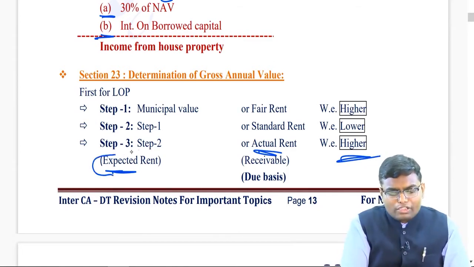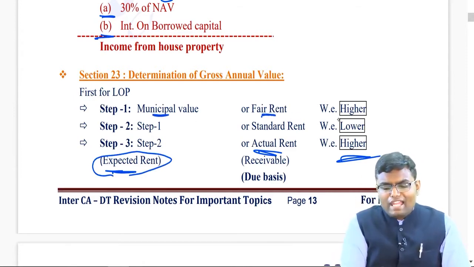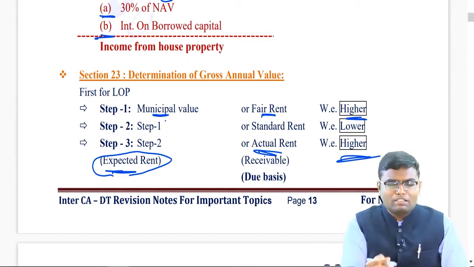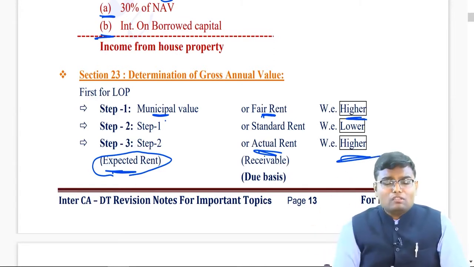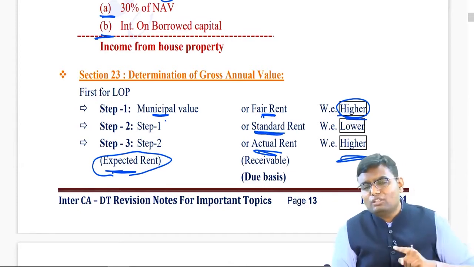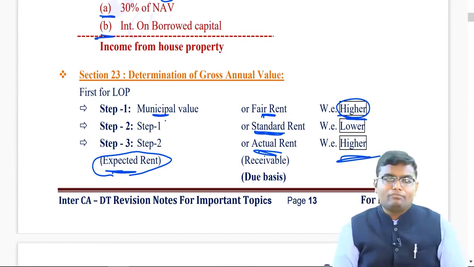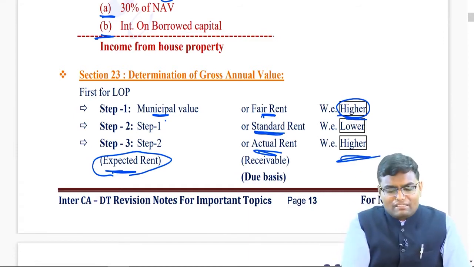Question arises, sir, how to determine expected rent? There are three steps. Step number 1, municipal value or fair rent, whichever is higher. Municipal value is the rent which is decided by the state government for collecting municipal tax. Fair rent is the market rent which is ongoing in your surrounding, whichever is higher. Step 2 says whatever answer you have determined from step number 1 or standard rent. What is standard rent? It is the maximum rent that an owner can legally collect from the tenant as per the Rent Control Act. So step 1 or standard rent, whichever is lower, because you can't collect rent more than standard rent. That's why whichever is lower. So the balance which will be coming is called expected rent.